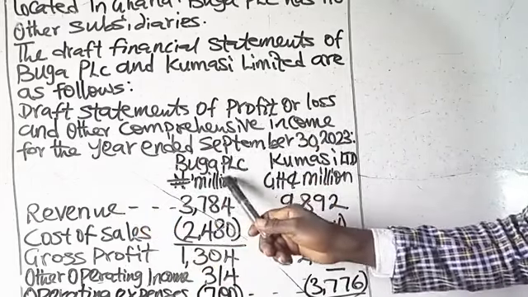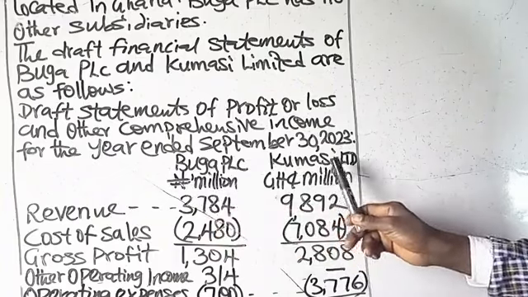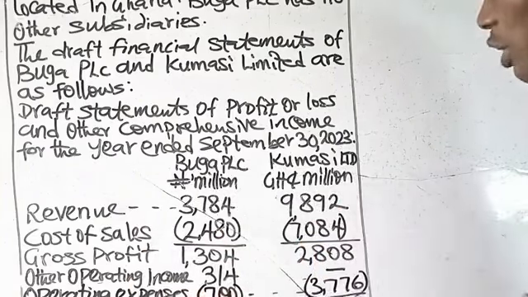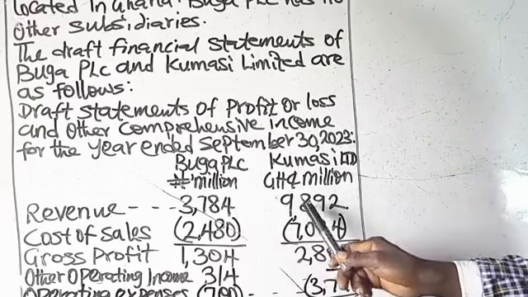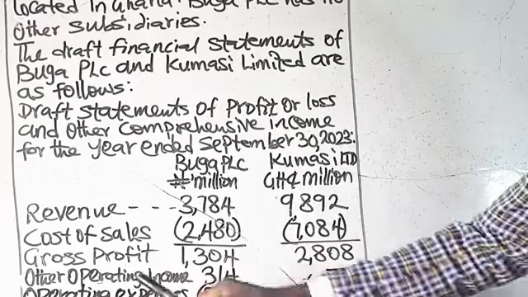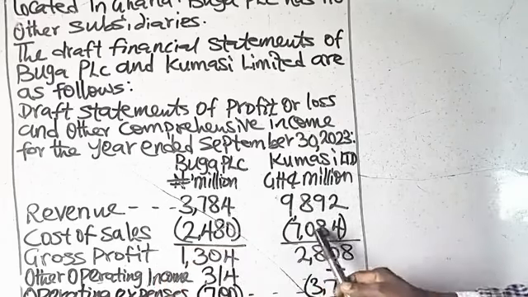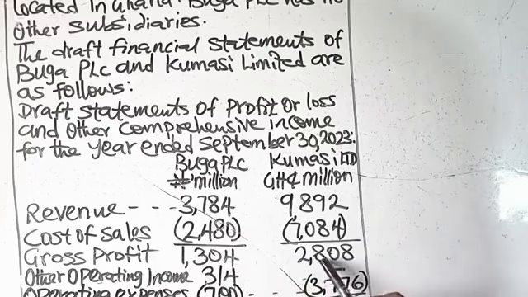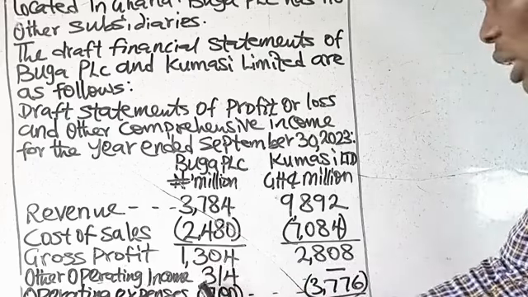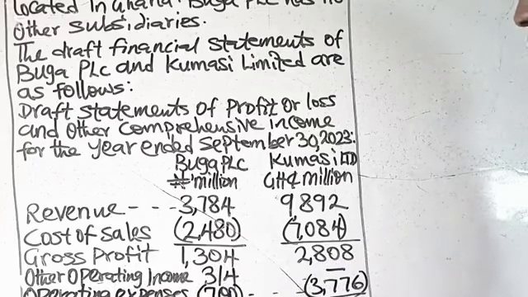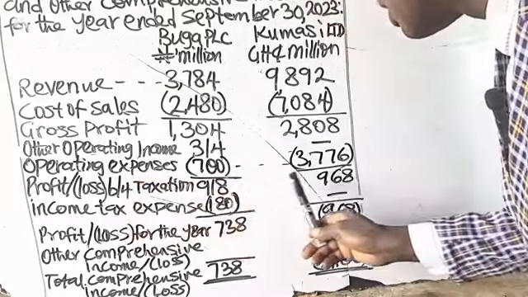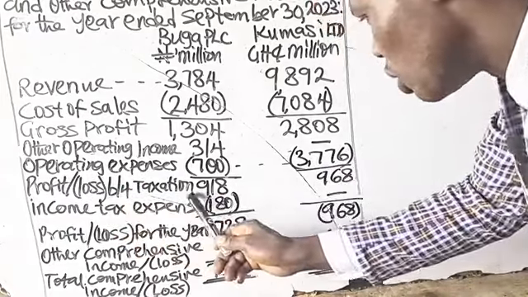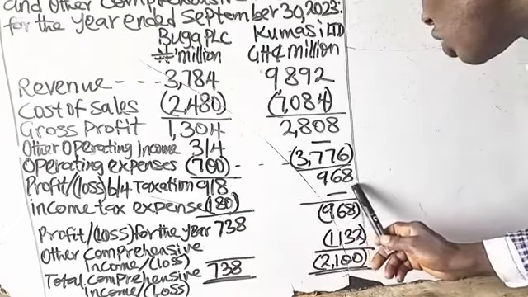We have Buga PLC amounts in million naira, and Kumasi Limited in million Ghana cedis. Revenue 3,784 and 9,892. Cost of sales 2,480 and 7,084. Gross profit 1,304 and 2,808. Other operating income 314 and dash. Operating expenses 700 and 3,776. Profit or loss before taxation 918 and 968.